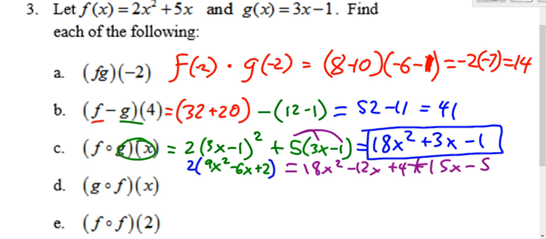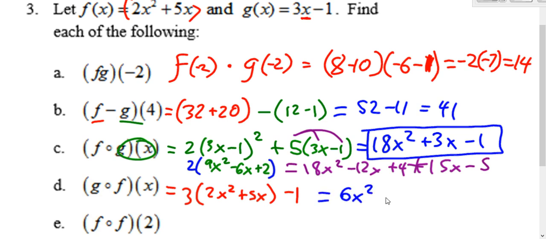G of f is the same concept, but reversed. We're plugging f into g. So we're plugging f into g, into the place of x. So that's 3 times 2x squared plus 5x minus 1. And then there we just have to distribute and combine like terms. So that's 6x squared plus 15x minus 1.